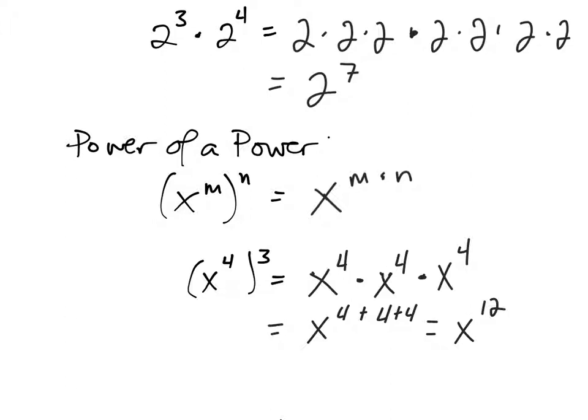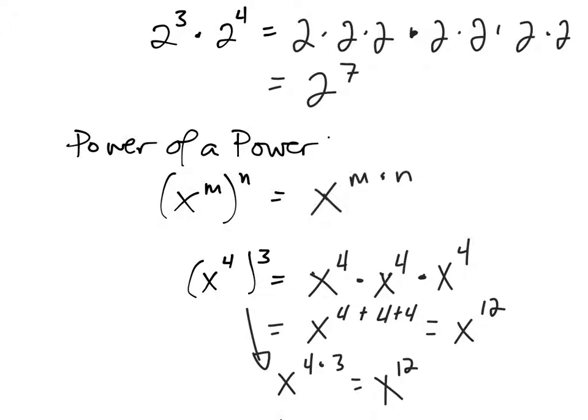And 4 plus 4 plus 4 is x to the 12th. Well, the shortcut says rather than doing that, you can go straight to here and do 4 times 3. And 4 times 3, of course, is still 12. Right? So the shortcut eliminates the repeated addition. Right? So if you take a power and raise it to a power, then we multiply the exponents together.